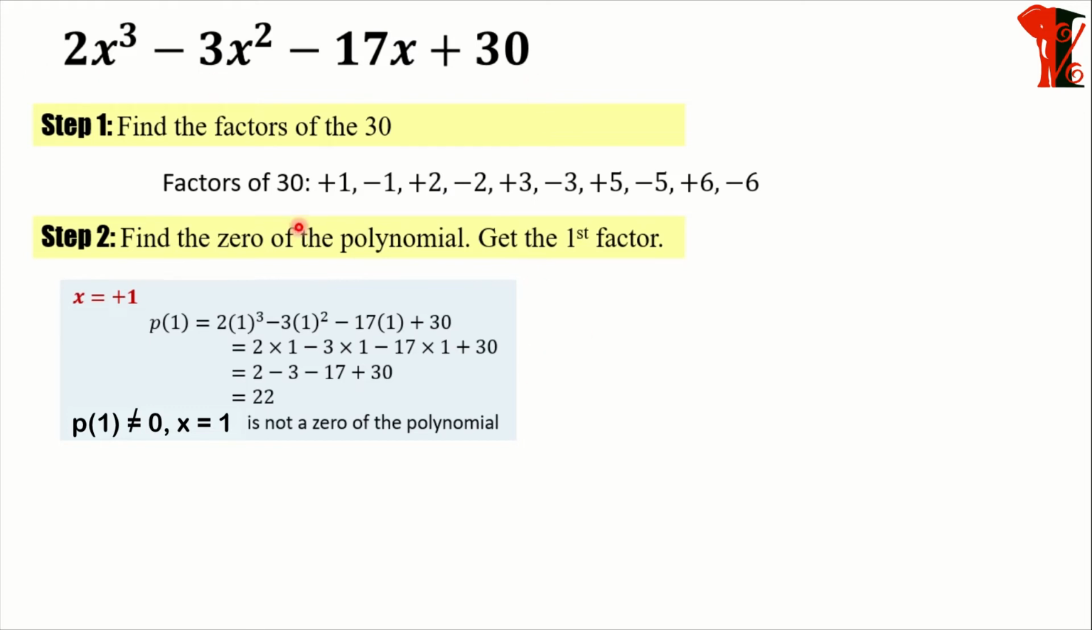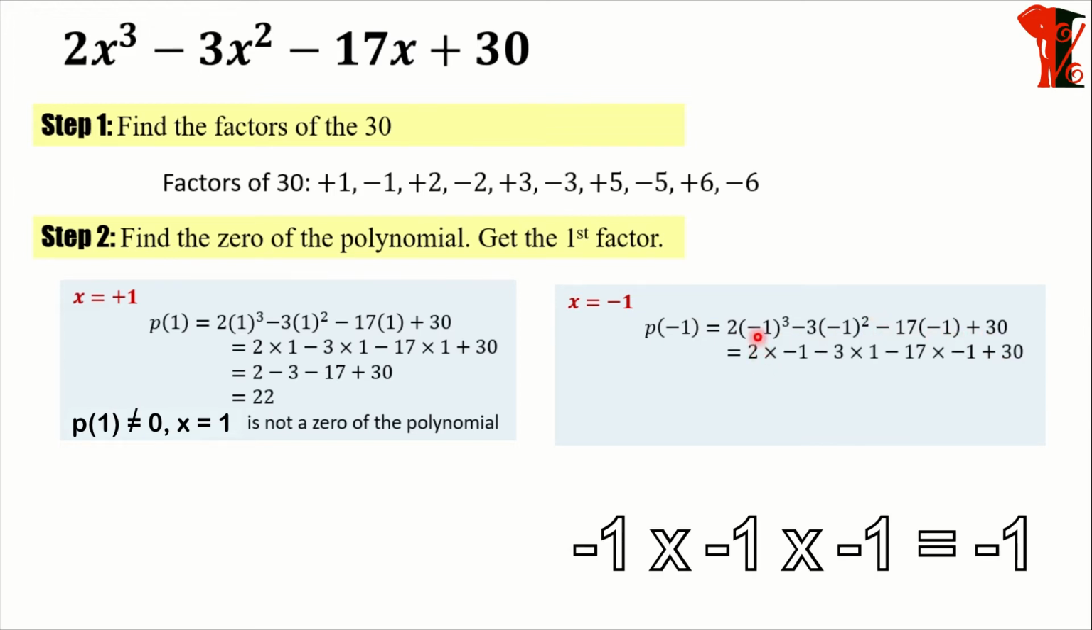Now let me go to the second one. What is the second one? Minus 1. When there is a negative sign, we have to be extra careful. Here I am taking, in place of x, minus 1. As you can see, it's 2x cube. So in place of x, I took minus 1. It's 2 into minus 1 cube, minus 3 into minus 1 square, minus 17 into minus 1, plus 30.